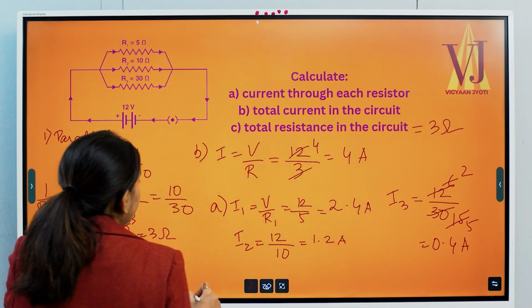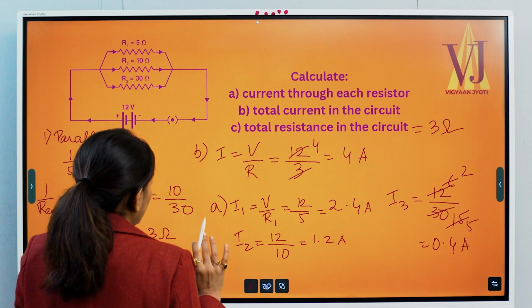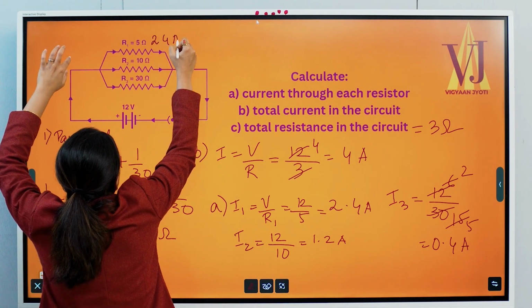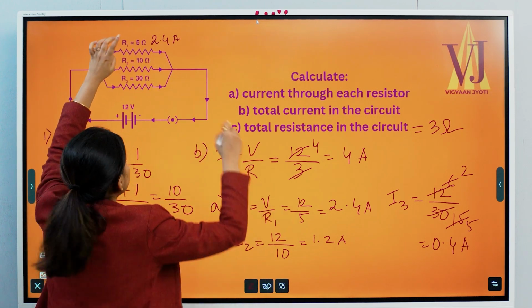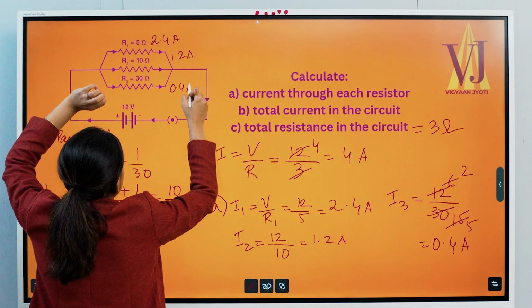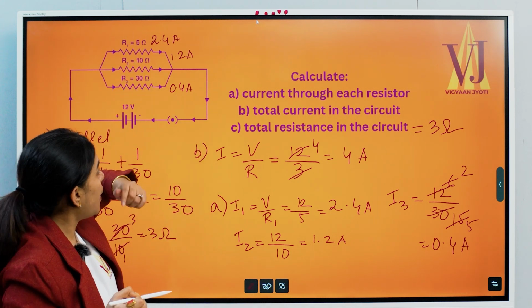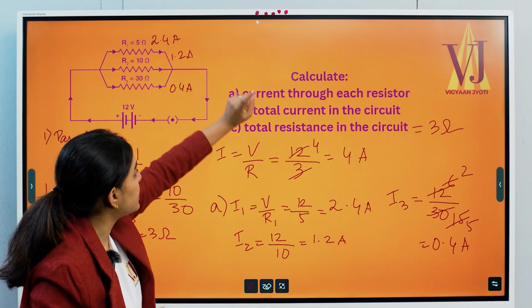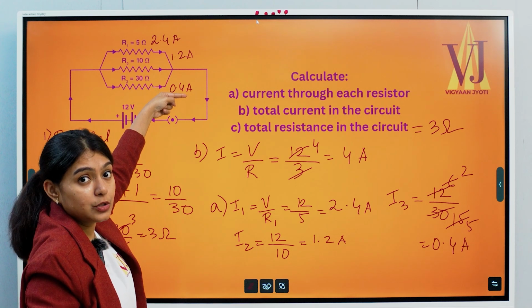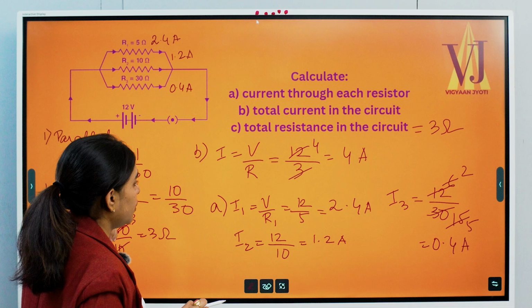So that's all. Total current in the circuit is 4 ampere. Through each and every resistor we have found: through 5 ohm it is 2.4 ampere, through 10 ohm it is 1.2 ampere, and through 30 ohm it is 0.4 ampere. Can you see, as the resistance increases, the current decreases. Let me check whether it comes to 4 ampere or not. 2.4 and 1.2 is 3.6, and 3.6 plus 0.4 is 4 ampere. Did you understand? This is how we need to go through it.